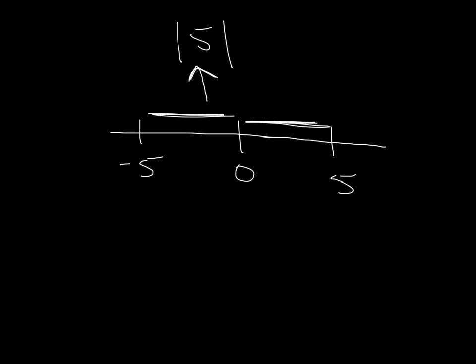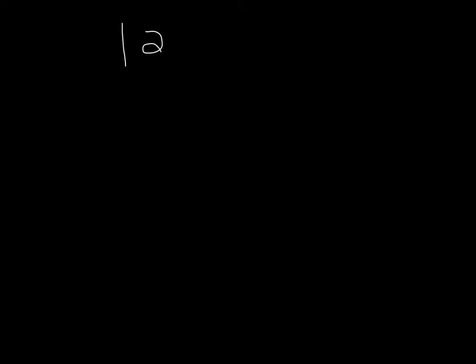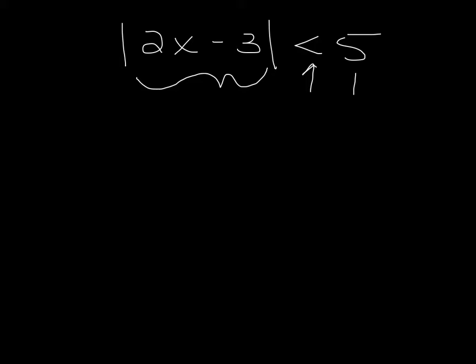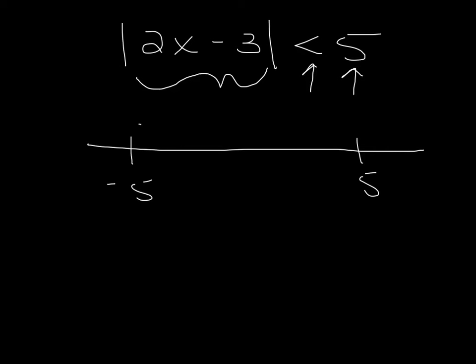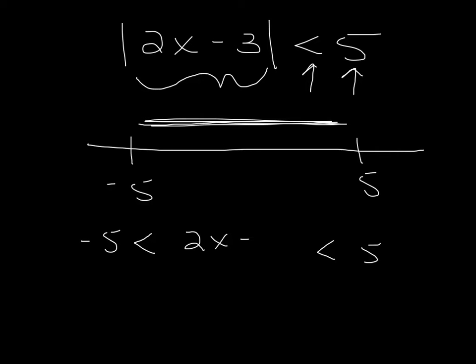So if I actually have an equation like this, I'm saying in this equation, find an answer so that this expression is less than 5 steps from 0. So if it's less than 5 steps from 0, it is somewhere between those two numbers in that interval. So it is actually somewhere less than positive 5 and greater than negative 5, because that's that interval.